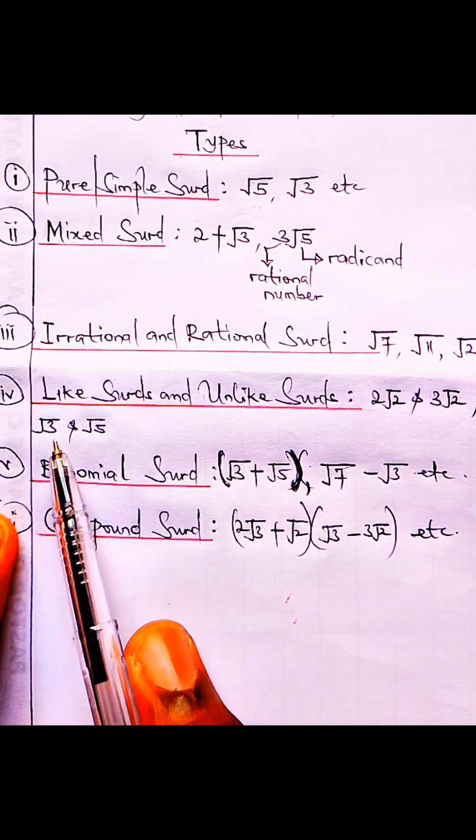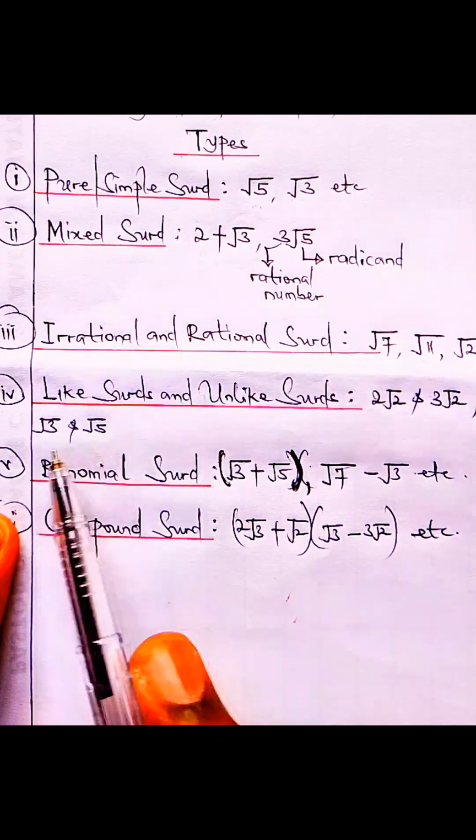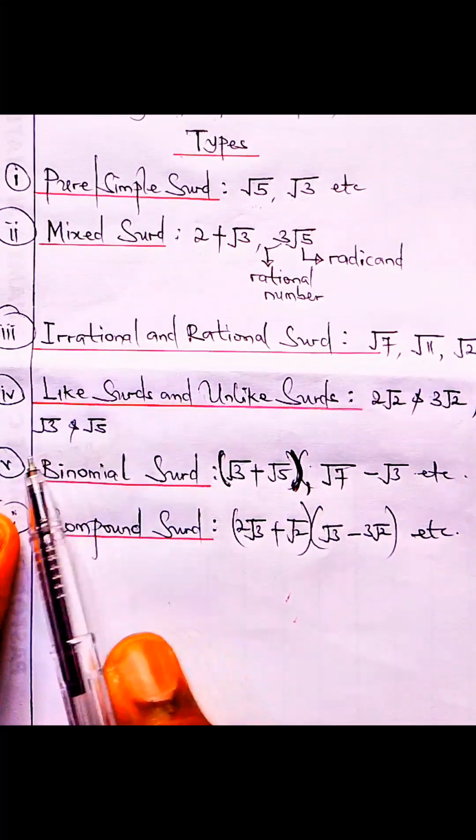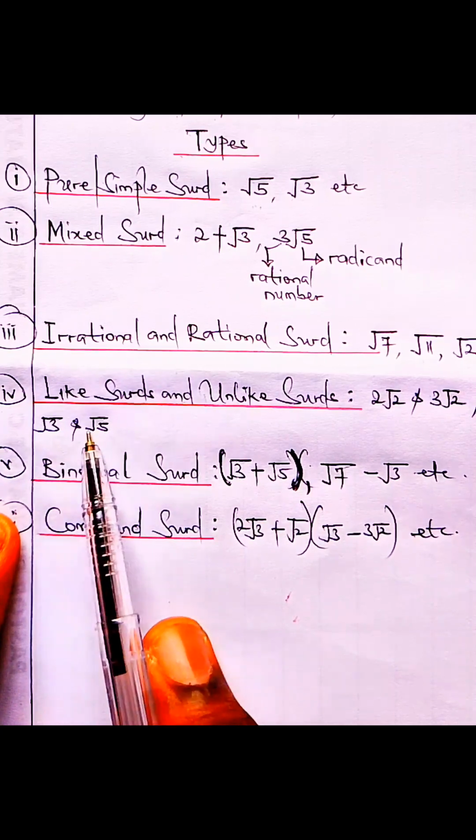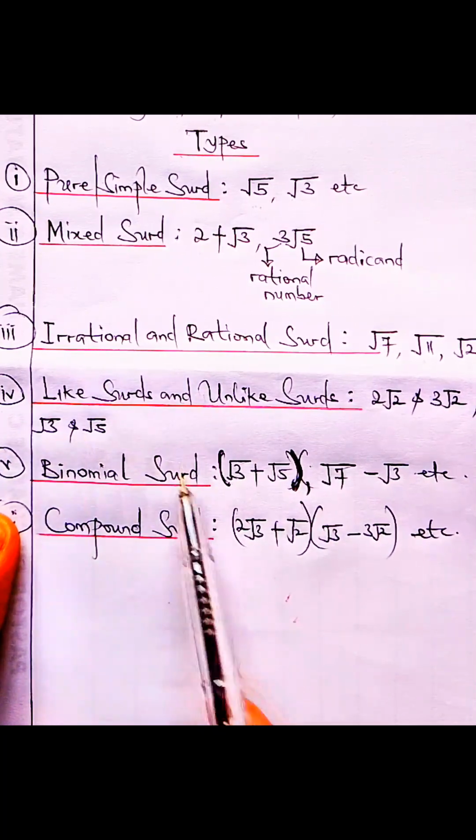Now when you look at this, root 3 and root 5, they are not the same. They are different radicands, and radicands are very important, just like in algebra. So they are not like, they are unlike surds because the radicands are different.